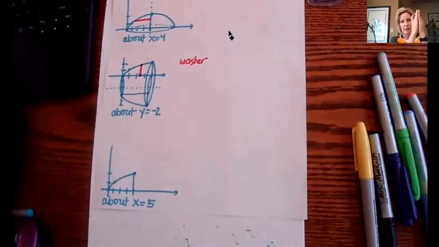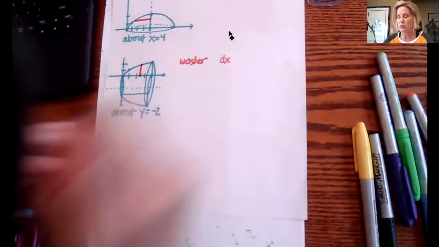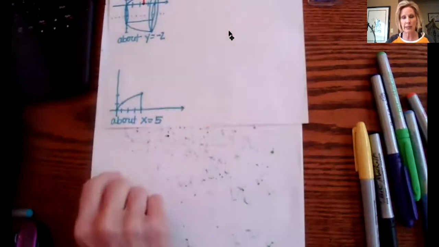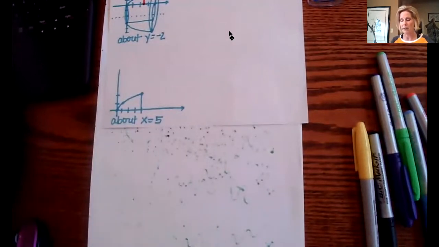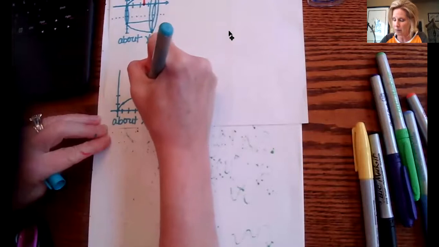I'm going to have to stack those washers in there tightly from side to side to fill the whole volume. So I'm moving left to right. That means I'm integrating with respect to X. So it's going to be a dx problem. All right, last but not least on my drawing, I'm going to revolve about the line X equals 5. So I'm revolving about a vertical line.